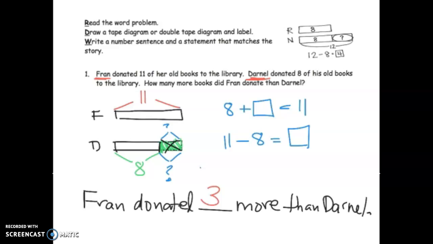Now, parents and teachers, it's up to you to let your students decide whether they're going to think of it as an addition problem or a subtraction problem. They both, of course, work. The idea for this lesson is that we're going to be practicing drawing our tape diagrams. So I'm going to focus for the remaining videos, or slides, on drawing the picture and less on the math.